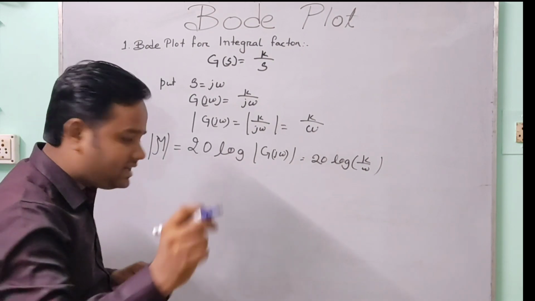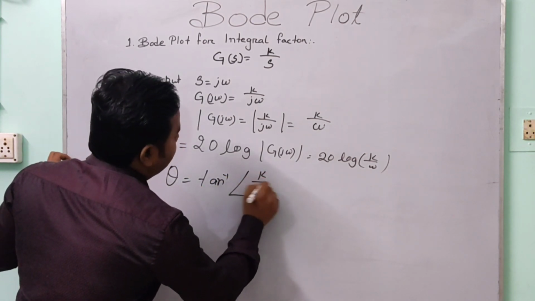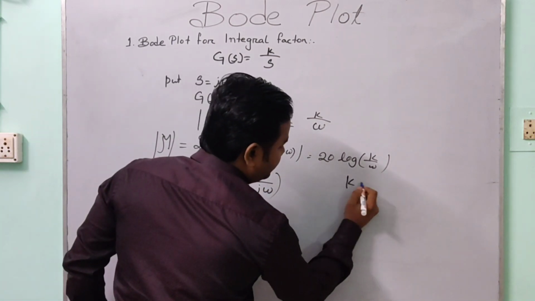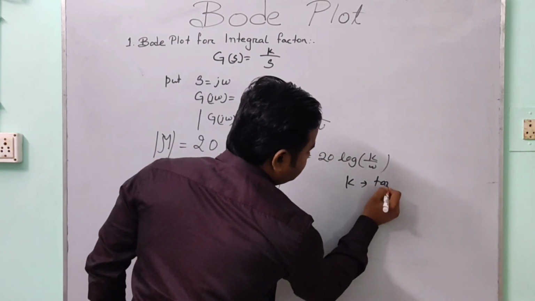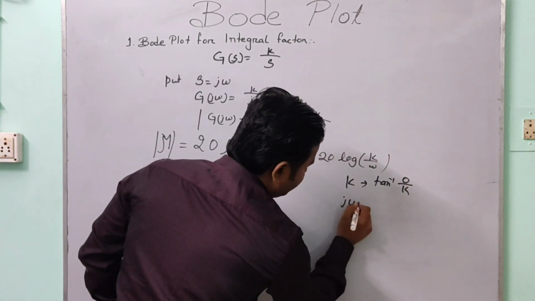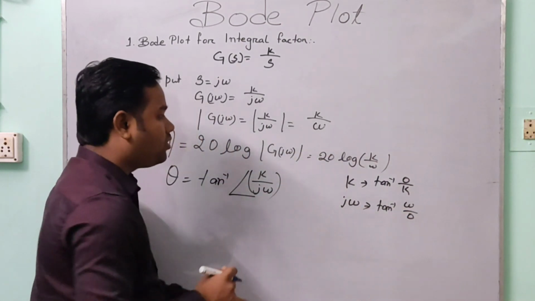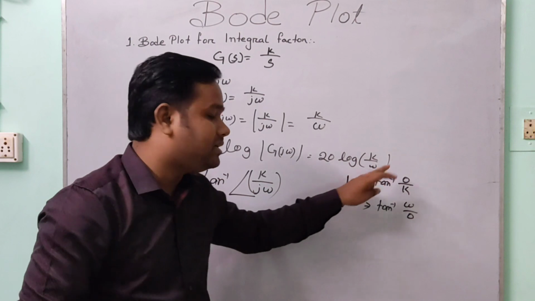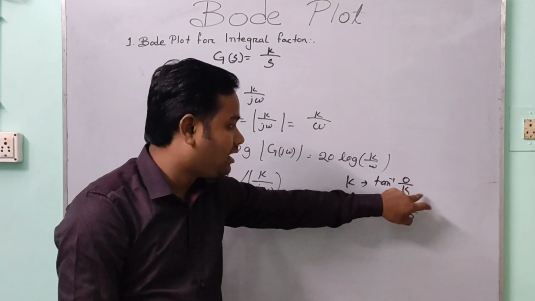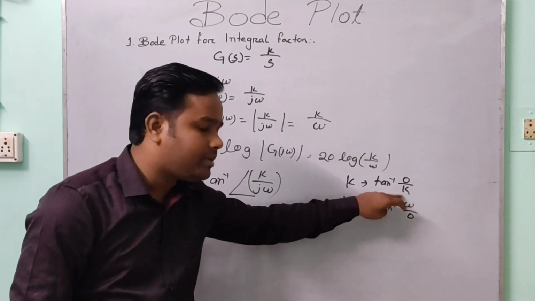Next we will go for the direction part. Theta is equal to the angle of k by j omega. Now what is the angle of k by j omega? For k, the angle is tan inverse of 0 by k, and for j omega, the angle is tan inverse of omega by 0, because the formula is tan inverse of imaginary by real. In k there is no imaginary part, so 0 will be in the upper and k will be in the lower. Now in case of j omega, it is tan inverse of omega by 0.